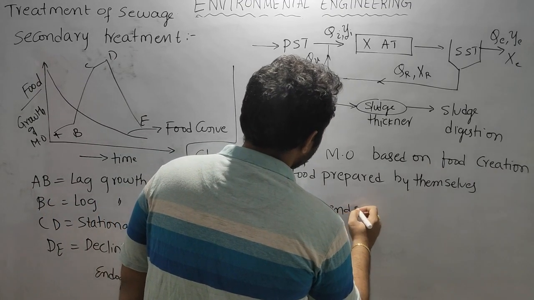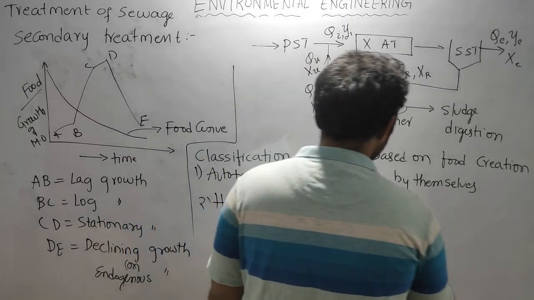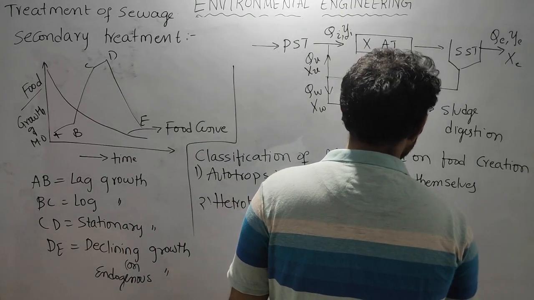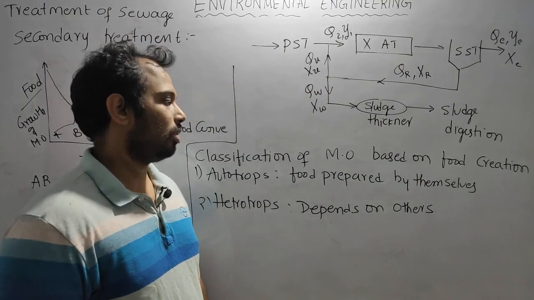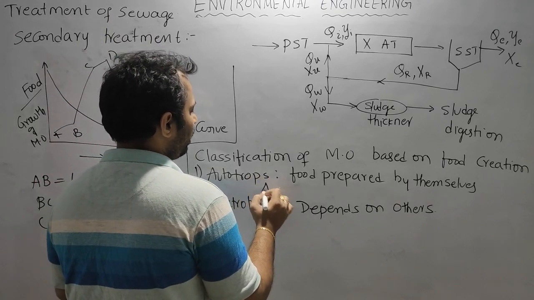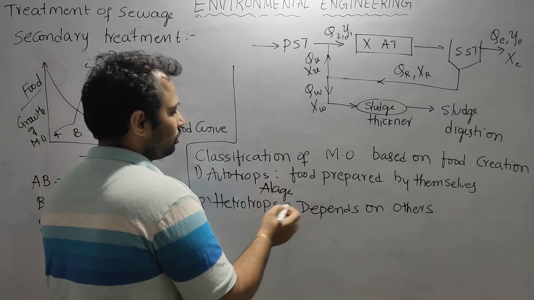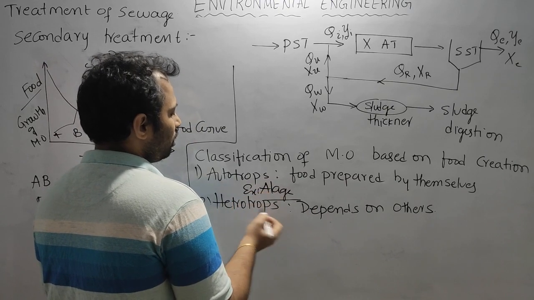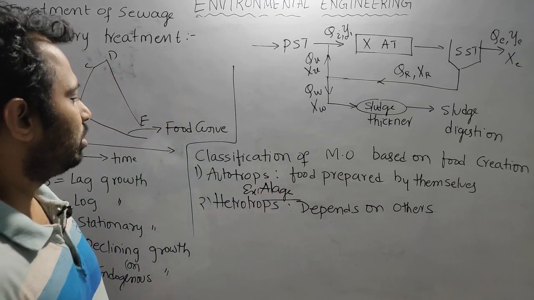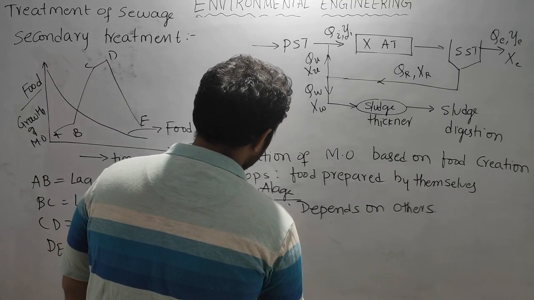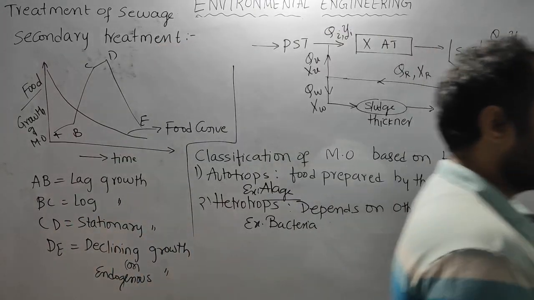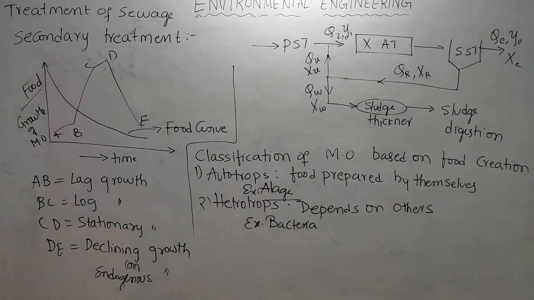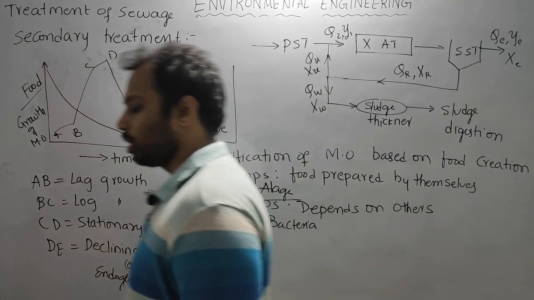Heterotrophs cannot generate food on their own, so they depend on others, whereas autotrophs are like plants and algae. So this is an example of autotroph. All the microorganisms, bacteria and all, are examples of heterotrophs. So this is the classification of microorganisms.